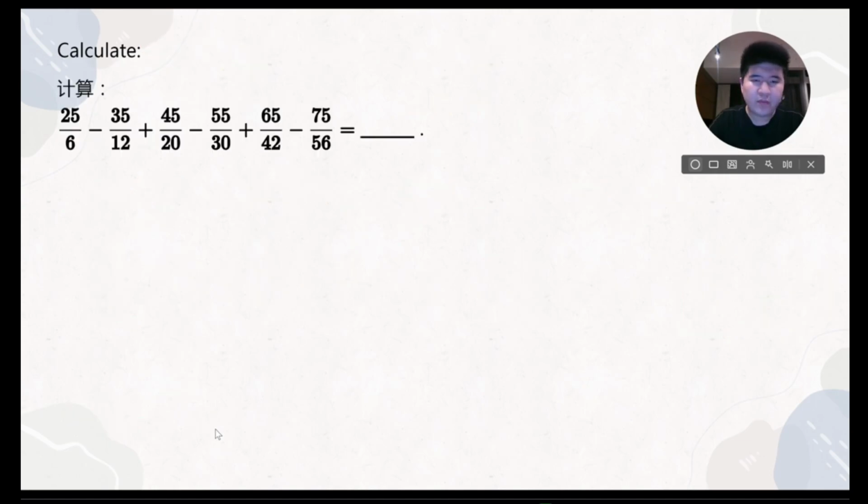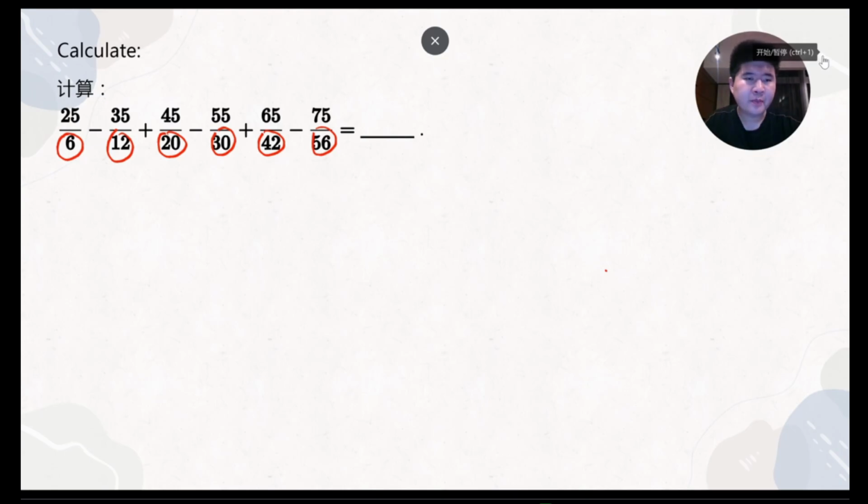And the last one, for this question, I don't want to spend too much time on it. You find the denominator is quite good. 6, 12, 20, 30, 42, and 56. That's 2 times 3, 3 times 4, 4 times 5, 5 times 6, 6 times 7, and 7 times 8. And then we already find the denominator is perfect.